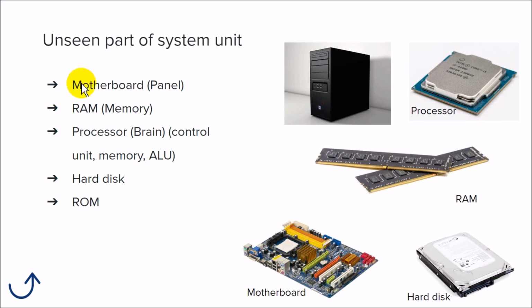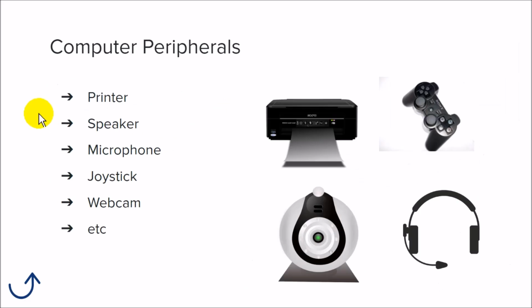Okay, so this is the unseen part of a computer system. This is the part that works on your data, but you barely see it by just looking at your device, your computer, either desktop, tower model, or laptop. So let's look at computer peripherals. The computer doesn't need peripherals to function. These are just tools that can be used to enhance the functionalities of the computer.